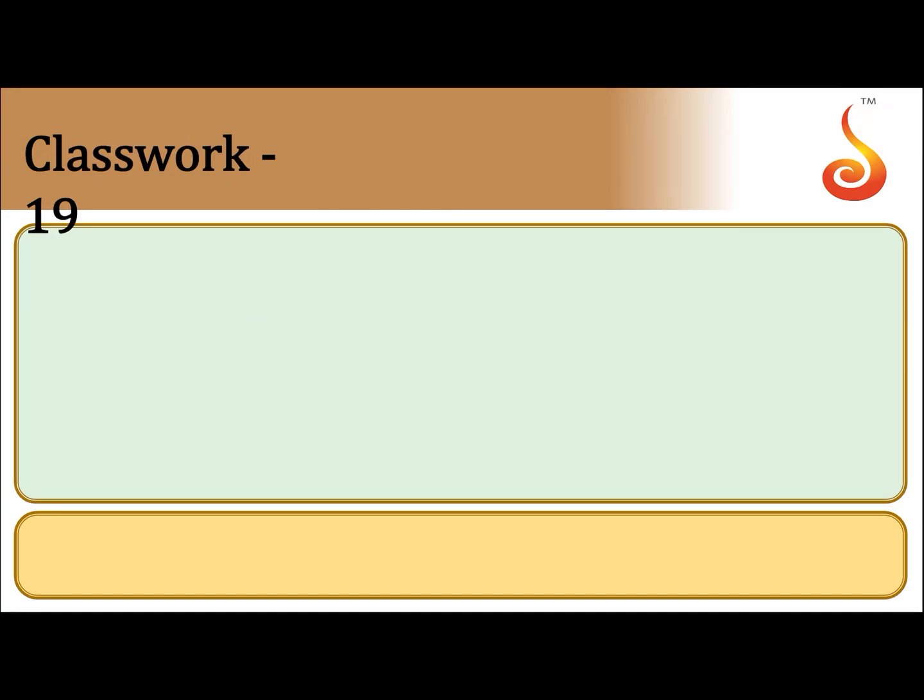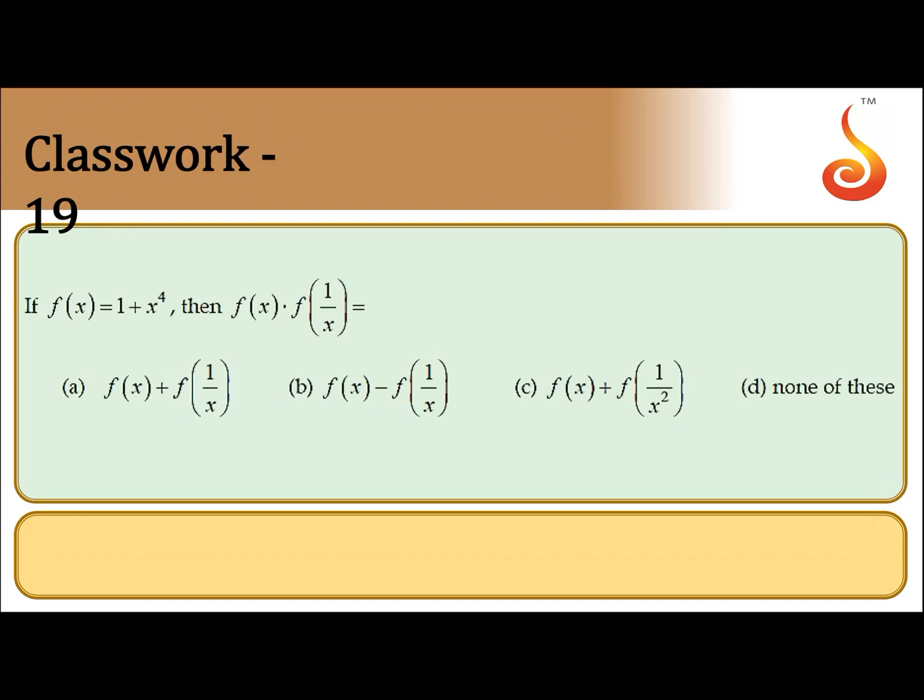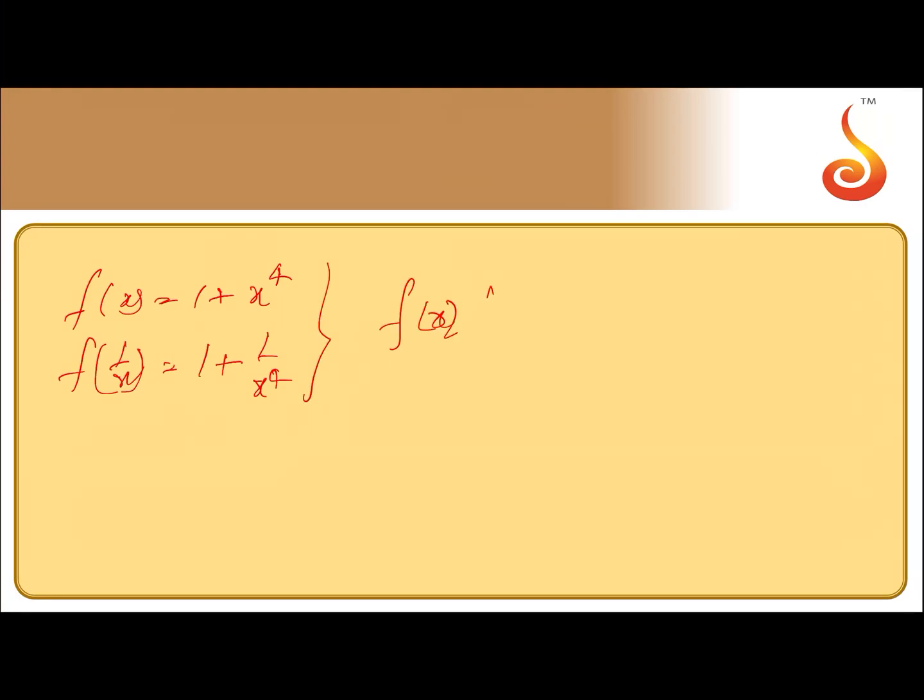Coming to the next one. So when I take f of x is equal to 1 plus x to the power of 4, then what is f of x into f of 1 by x? So let me calculate here. So f of x is equal to 1 plus x to the power of 4. F of 1 by x is equal to 1 plus 1 by x to the power of 4. So what is the product of these two? F of x multiplied by f of 1 by x. When you multiply, you get 1 plus x power 4 plus 1 by x power 4 plus 1. So definitely this is nothing but 2 plus x power 4 plus 1 by x power 4.